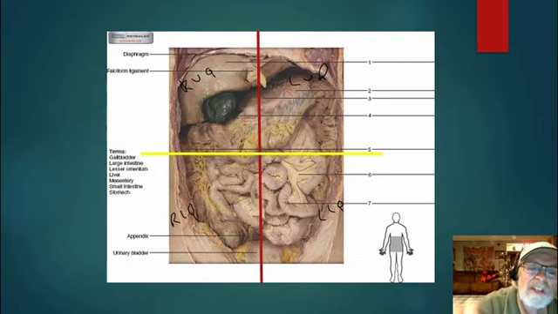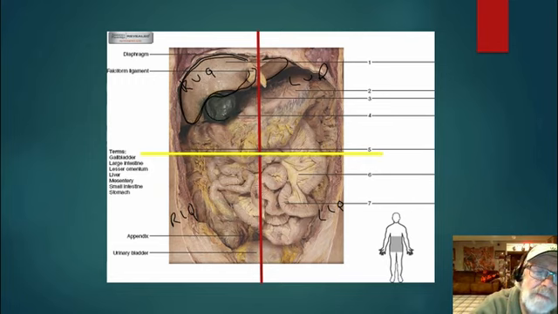So what do we see here? Let's look. In my right upper quadrant, guess what this is? That's the liver. A little tab of liver right here, but the biggest lobe of the liver, the right lobe, is this area right here. What's that? That's the gallbladder. That's a big thing right there.